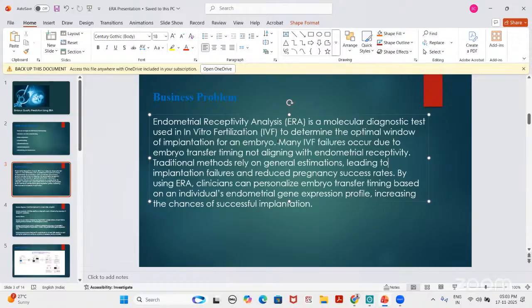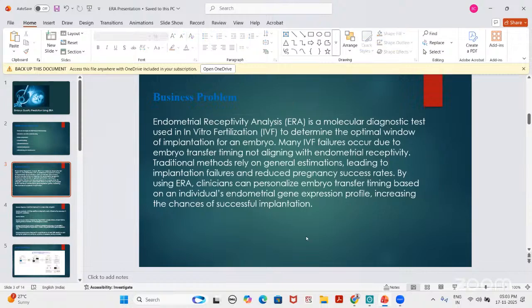So many IVF failures occur due to embryo transfer timing, which is not aligned with the endometrial receptivity. The traditional methods rely on general estimation, leading to implantation failure, as I told, and reduce the pregnancy success rate. By using ERA, clinicians can personalize embryo transfer timing based on an individual's endometrial gene expression profile and increase the chances of successful implantation.